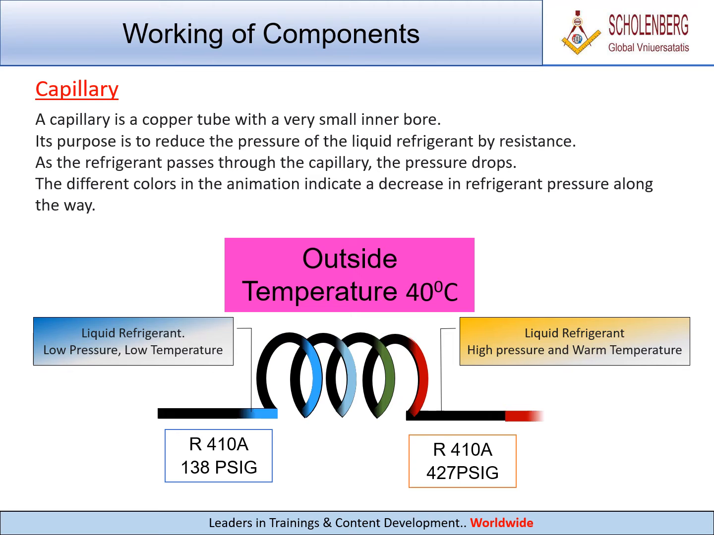Capillary. A capillary is a copper tube with a very small inner bore. Its purpose is to reduce the pressure of the liquid refrigerant by resistance. As the refrigerant passes through the capillary, the pressure drops. The different colors in the animation indicate a decrease in refrigerant pressure along the way.